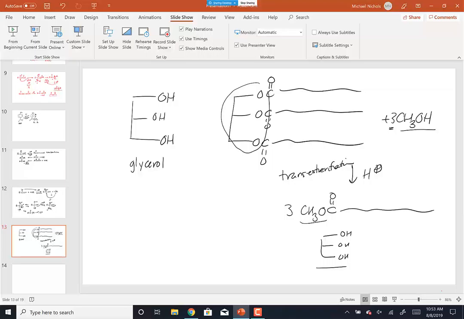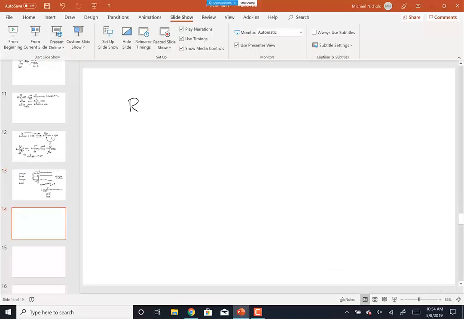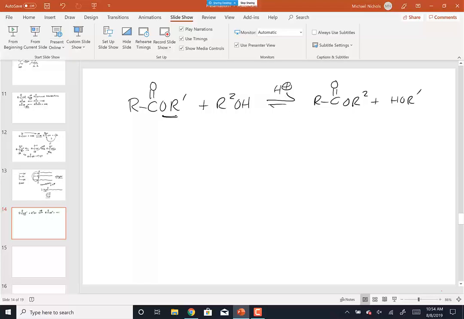If there's too much methanol in it. So that's an example of transesterification. Our standard transesterification reaction would be to take an ester with one alcohol portion, react it with a second alcohol in the presence of acid, and we will convert, or we will substitute, the OR group of the alcohol for the OR group that was originally in the ester. So this is transesterification.